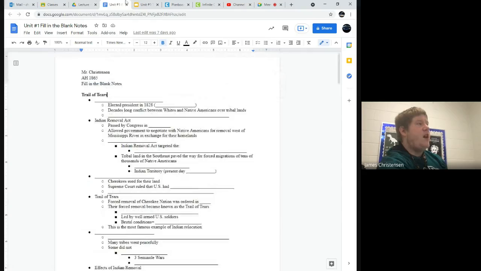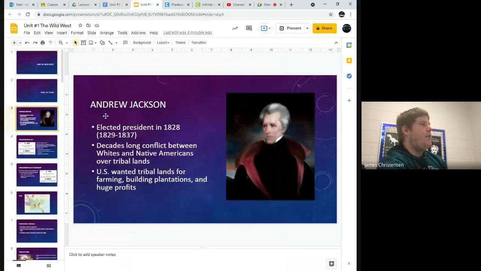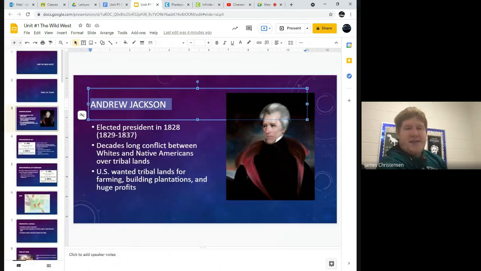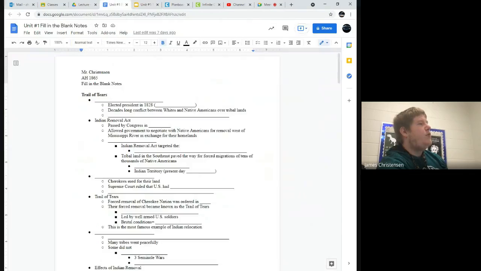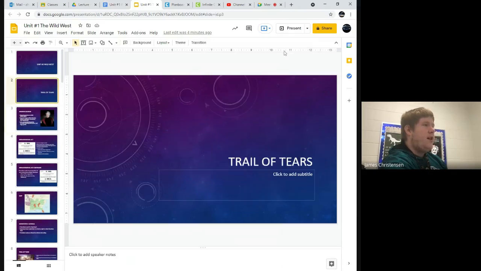When it gets to a slide, we'll use this one as an example. See how we have Andrew Jackson up here as a heading? That is what you will put here on this first blank, okay? And then after that, you will go through that slide and fill out the blanks as we go along. I will give you time before I start talking about each slide to fill out your notes. These videos are here for you if you need to go back later and get caught up, or if you're gone for the day. So, without further ado, let's get started.